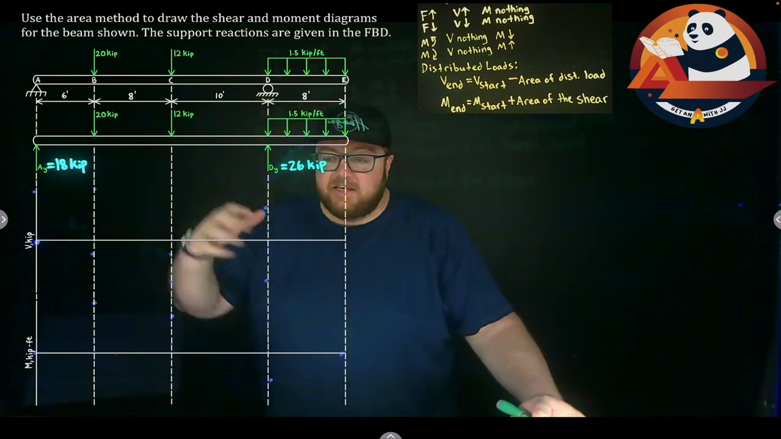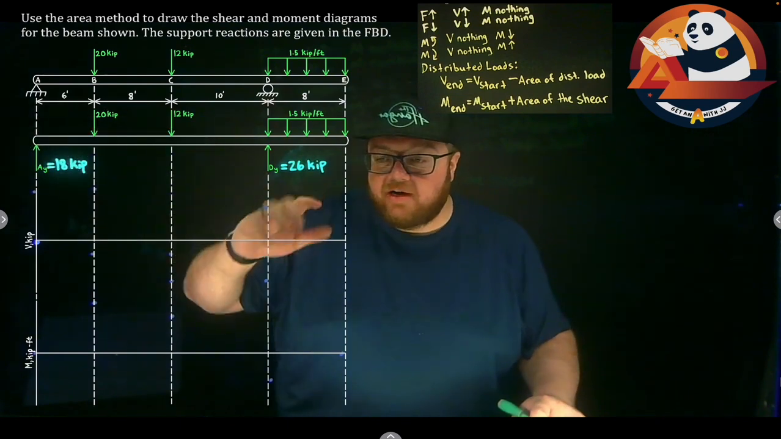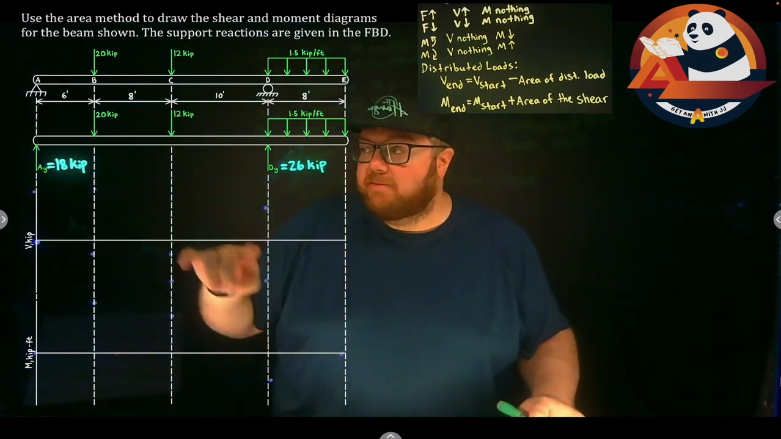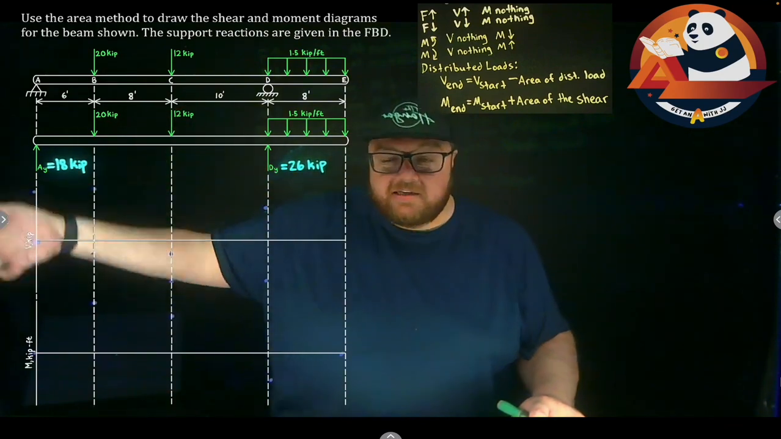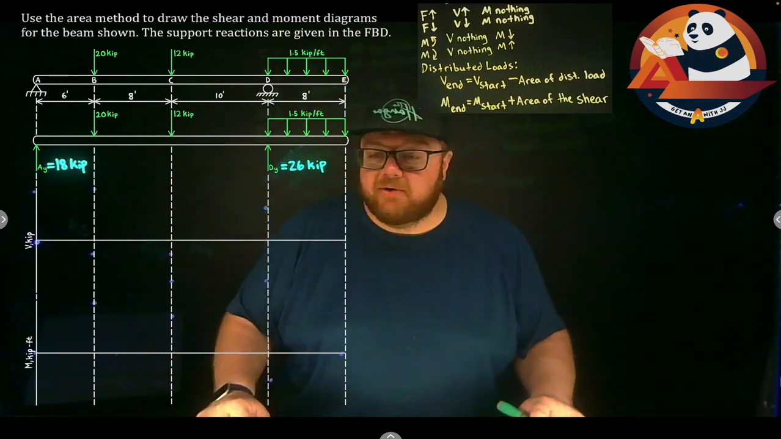So we're saying in this one, let's use our area method to draw our shear moment diagrams for our beam that we have shown. And then we're given our support reactions just to move everything along. 18 kips, 26 kips. If we're struggling to find support reactions, take a look at earlier videos. There's a bunch in there that we can work through. It's the 2D rigid body equilibrium ones.